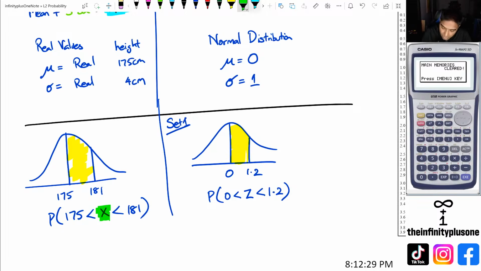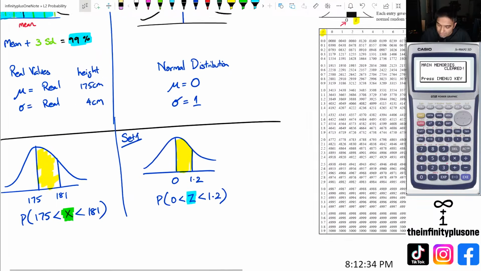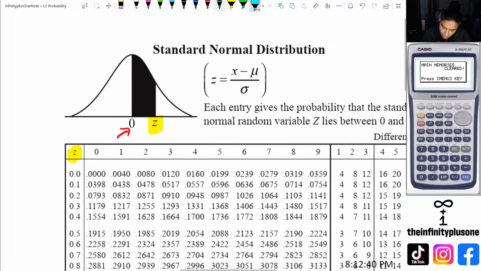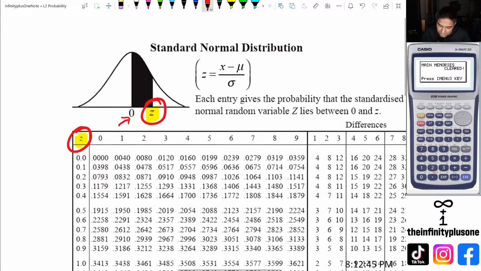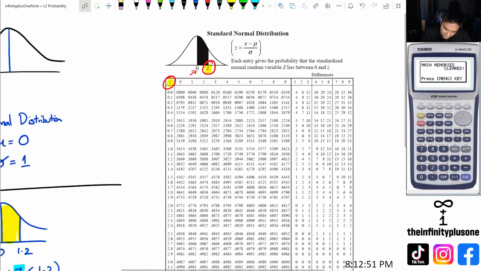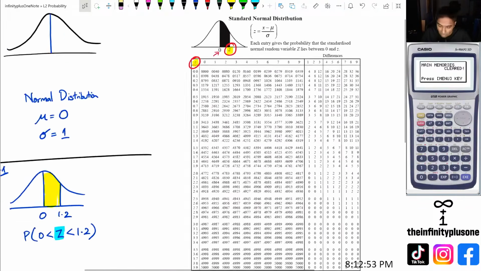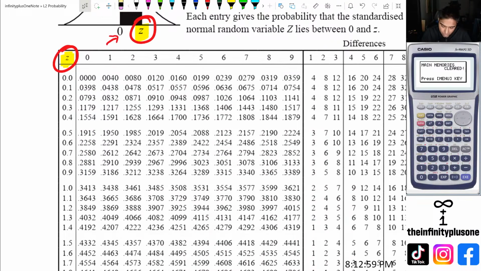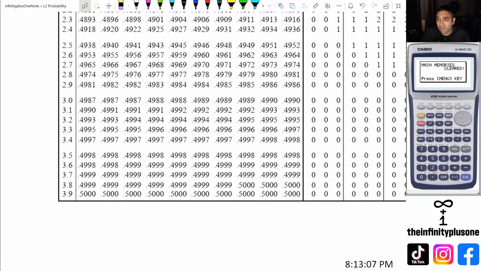So what you need to understand is that when we use the real values, we have it as x. But when we use the normalized values, we're going to have it as z. If you go back to the probability tables, you'll notice we only work with z. We don't actually work with real numbers. So your table doesn't have 181 or 175. Along the left-hand side, it's only going to go up to 3.9.